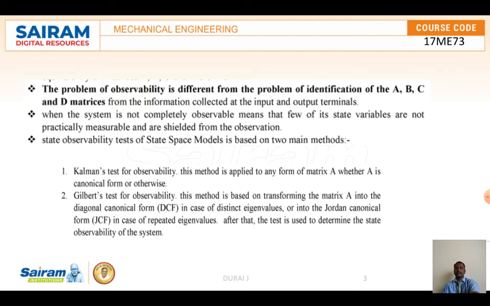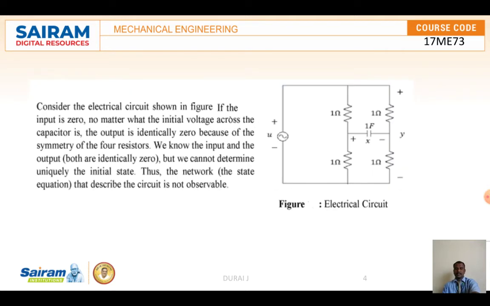The Kalman observability method is applied to matrix A whether A is in canonical form or otherwise. The Gilbert observability method is based on transforming matrix A into the diagonal canonical form in case of distinct eigenvalues, or into the Jordan canonical form in case of repeated eigenvalues. After that, the test is used to determine the state of observability of the system. This is the way to find the observability of a particular system.